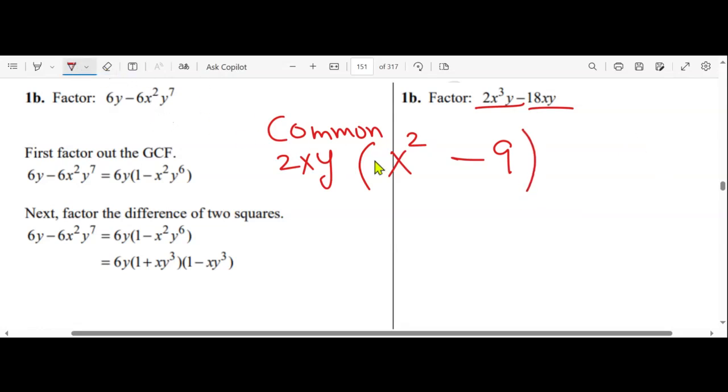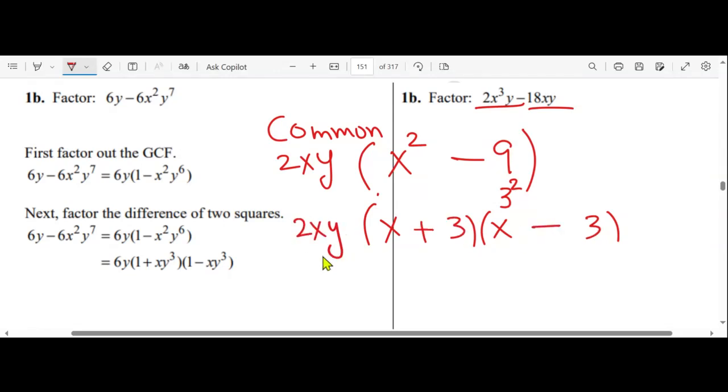All right. So what should I do next? What type of factoring is this? 9 is what by what? 3 squared, right? Can I factor this? What type of factoring? X minus and plus 3. Right. Difference of what? Of squares. Is this clear?